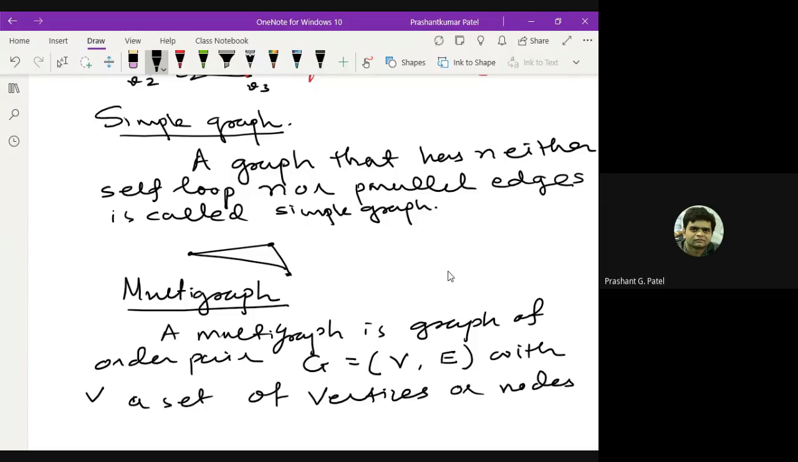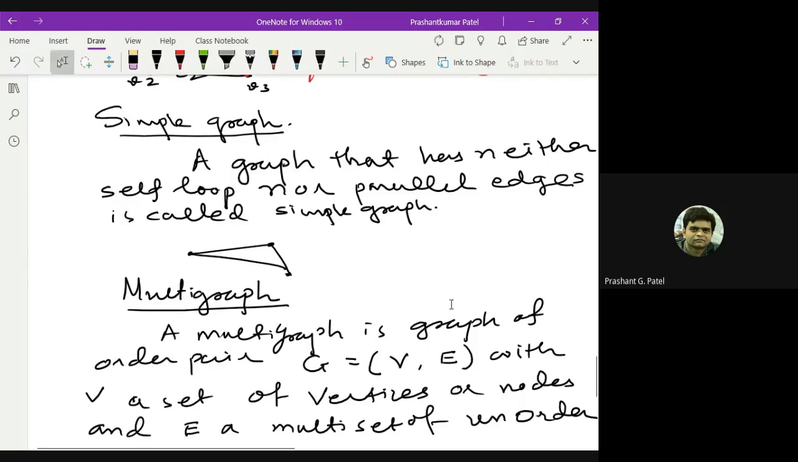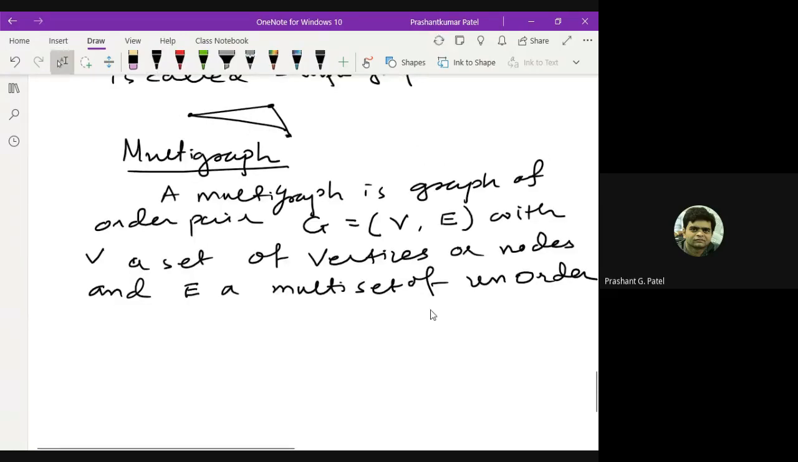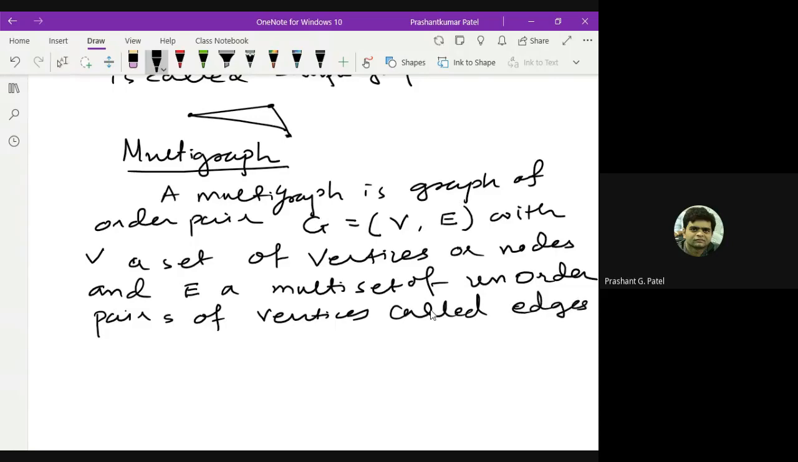Another name for the vertices is nodes, and E is a multiset of unordered pairs of vertices called edges. This is known as a multigraph.